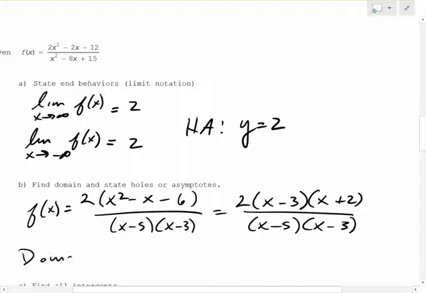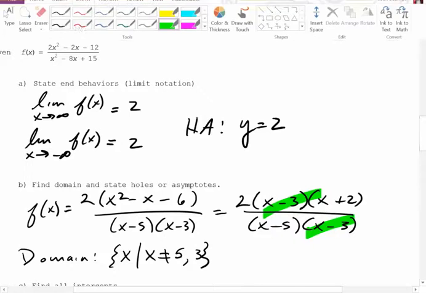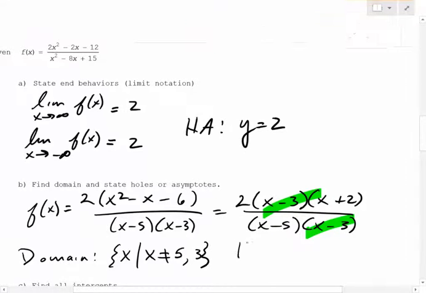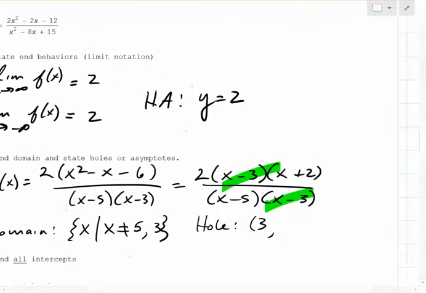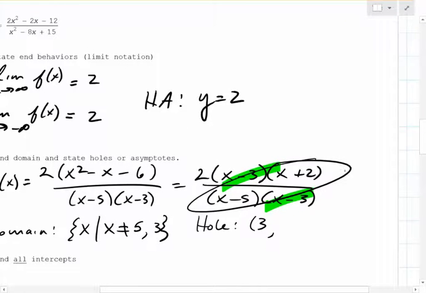Can anybody tell me what that is? Yeah, Maggie. x cannot equal 5 or 3. Exactly. Now you get to cancel, right? That cancels out. What does that tell you? Is there a hole? Yes. Where does the hole occur? 3. And then what do you plug 3 into? This. What's 3 plus 2? What's 3 minus 5? Negative 2.